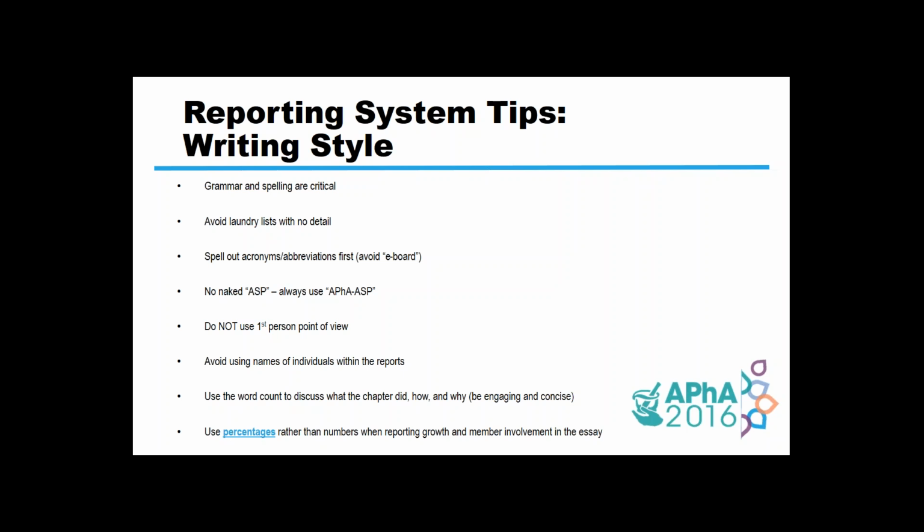But try not to include names from chapter members just because we aren't aware of their role within the chapter, and so it can be a little bit confusing to us when we're reading that information. Again, use your word count to discuss what the chapter did, how they did it, and why. It's important to be engaging in the essay and also to be concise. Also, again, please use percentages rather than numbers when reporting growth and member involvement in the essay. This helps us to better identify how the chapter is growing.